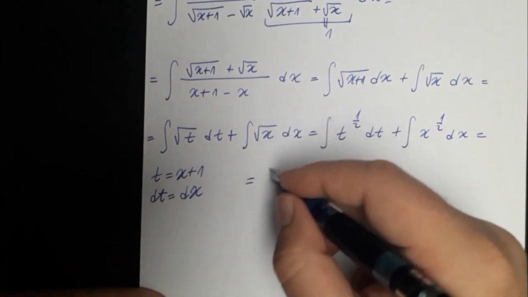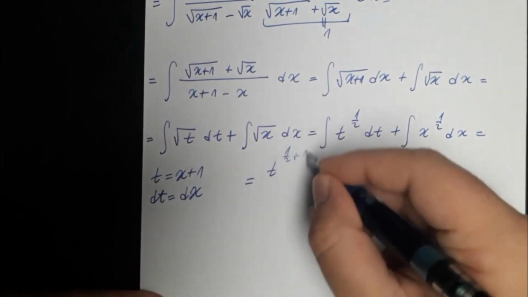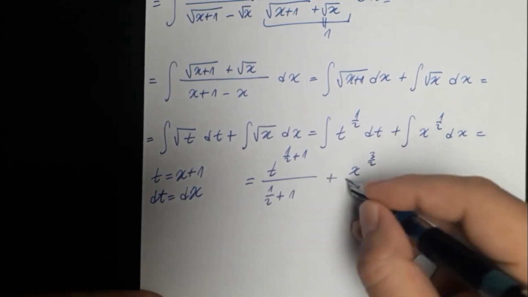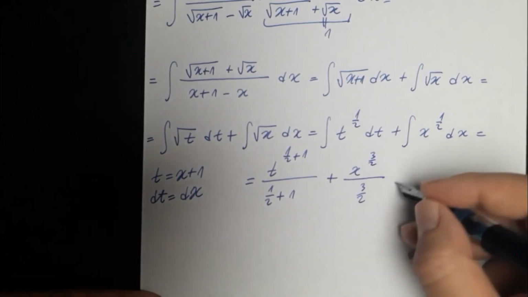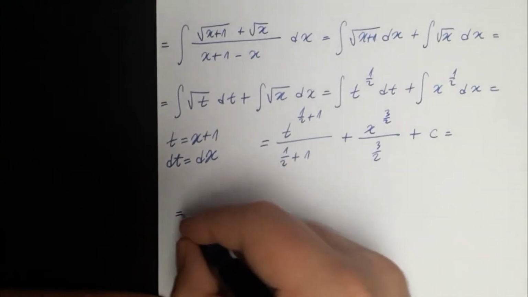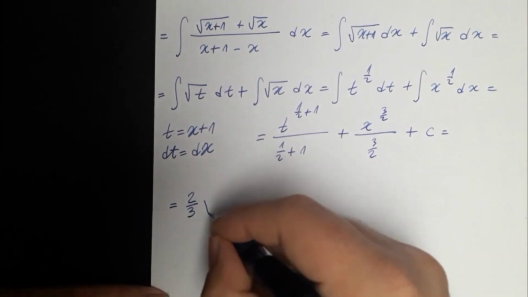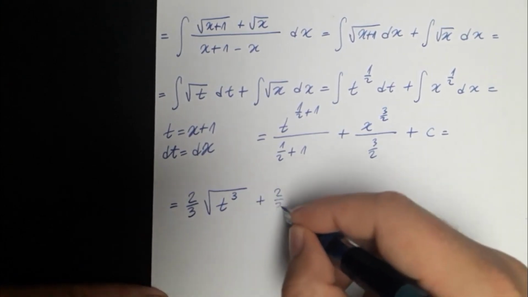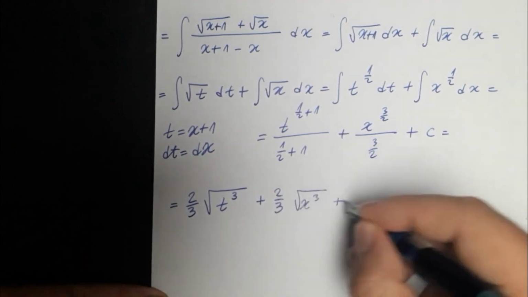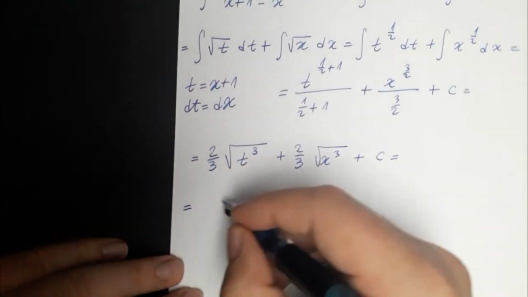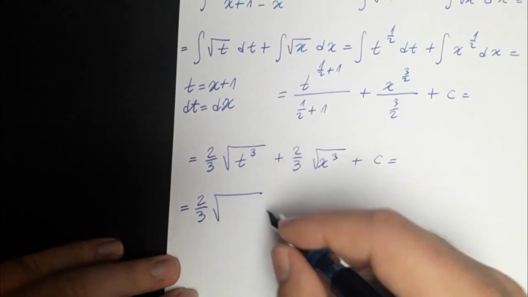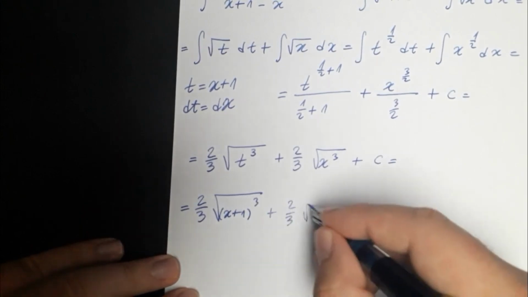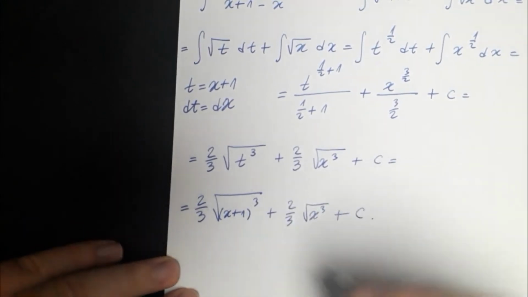And that is equal to t to the power 1/2 plus 1 divided by 1/2 plus 1, plus x to the power 3/2 divided by 3/2, plus c, which is equal to 2/3 square root of t cubed plus 2/3 square root of x cubed plus c. And when we return the substitution, we get 2/3 square root of x plus 1 cubed plus 2/3 square root of x cubed plus c.